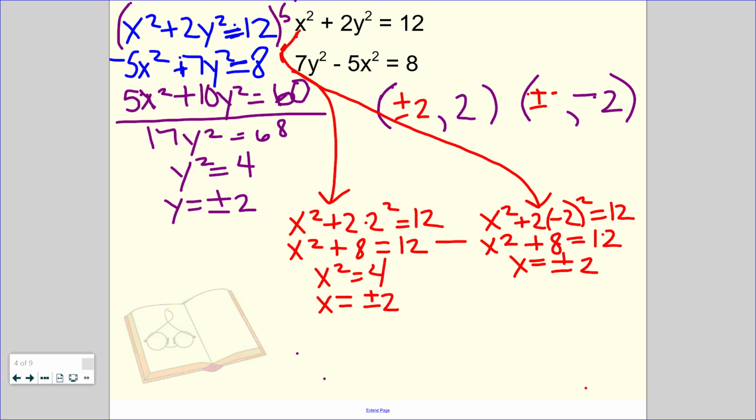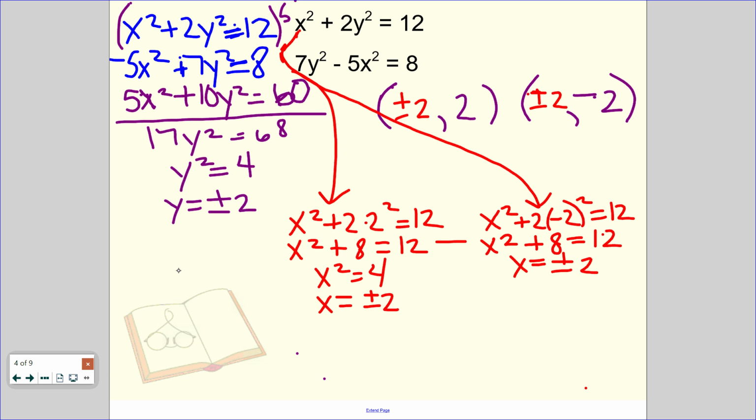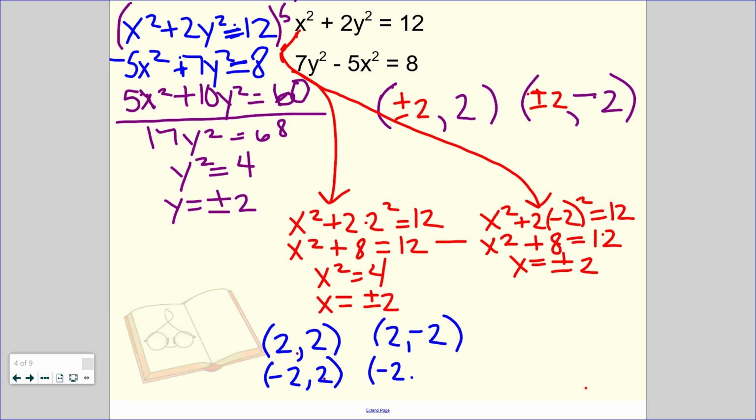So what does this mean when you plug something back in and you get two different solutions? It actually means you have more points. Those plus or minuses mean that I have 4 solutions here. My first solution is positive 2, 2. My second solution is negative 2, 2. My third solution is 2, negative 2. And my fourth solution is negative 2, negative 2.